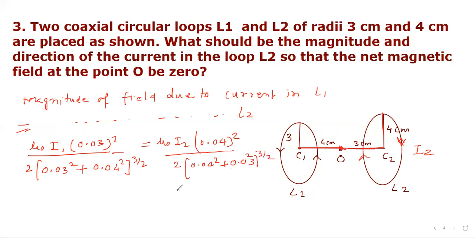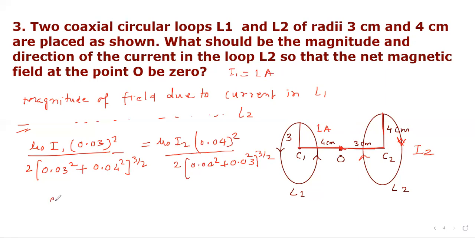So finally, the denominators of both are equal, and mu naught will also cancel out. And I1 is given in the question as 1 ampere. The question is incomplete otherwise, so given I1 equal to 1 ampere, let's write this value here.